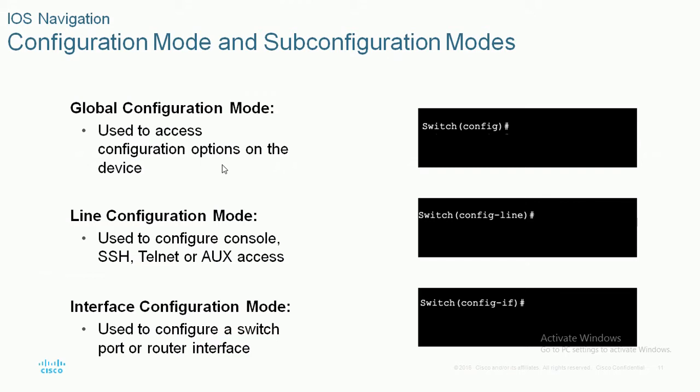And there is a line configuration mode, that is config line hash, not config hash, config line hash. It is an internal mode of global configuration mode, or a subset of global configuration mode. Line configuration mode is used to configure console, SSH, telnet or other access.